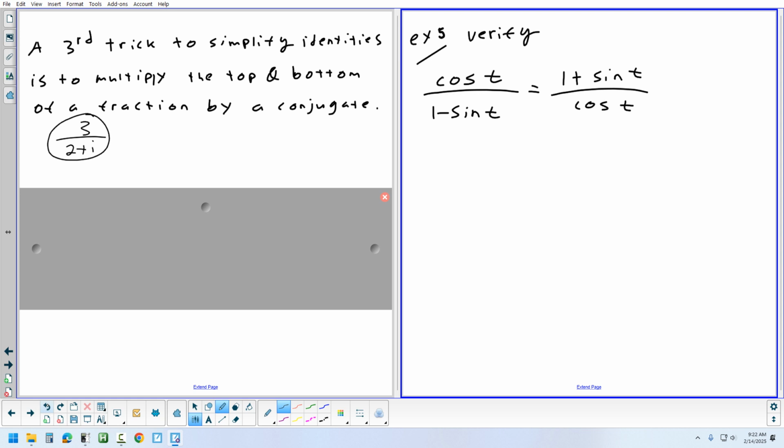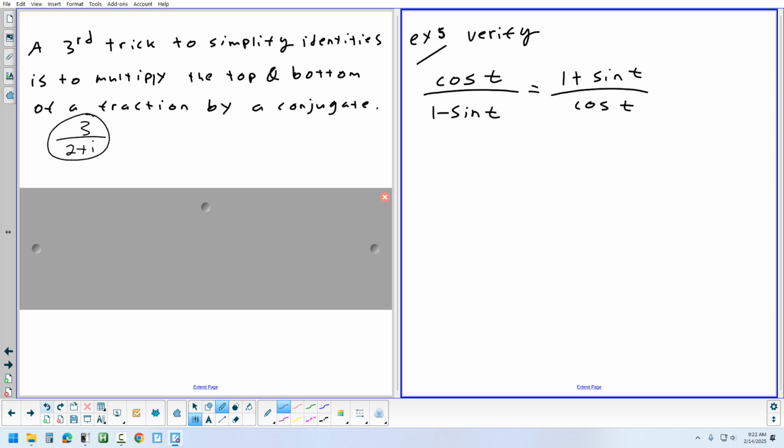Changing things to sines and cosines wouldn't help. It already is. Finding a common denominator on the left or the right, well, that wouldn't help either because you don't have two separate fractions on the left side or two separate fractions on the right. It's one big fraction on both sides. So the only trick we have left is the conjugate.